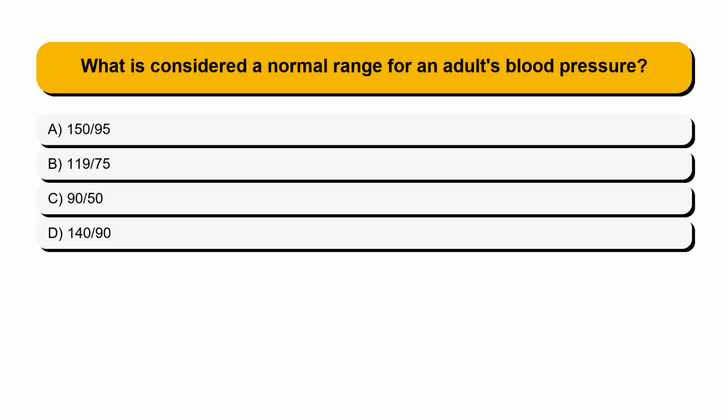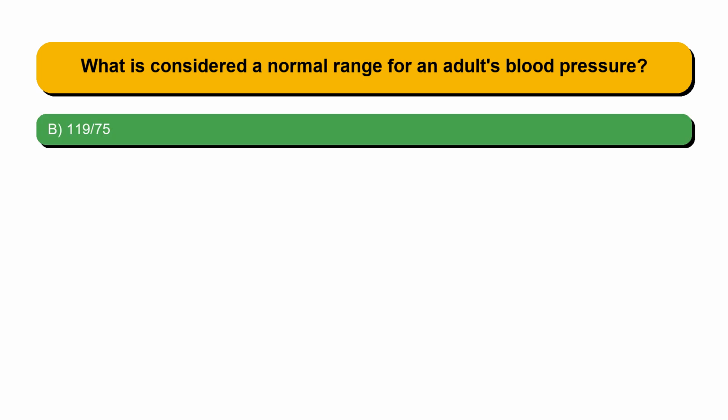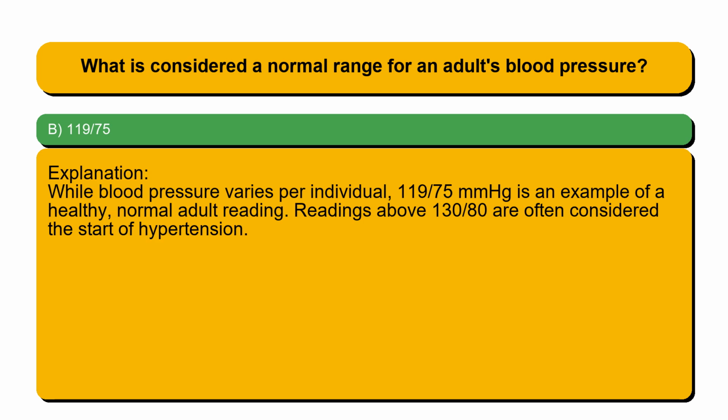Question 68. What is considered a normal range for an adult's blood pressure? Option A, 150/95. Option B, 119/75. Option C, 90/50. Option D, 140/90. The correct answer is option B, 119/75. While blood pressure varies per individual, 119/75 mmHg is an example of a healthy, normal adult reading. Readings above 130/80 are often considered the start of hypertension.